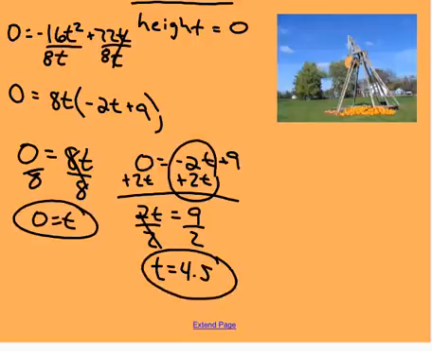Now, this makes complete sense every single time I see this problem, because you started at t equals 0. That's when the pumpkin was released. It started at the ground, then they flung it in the air. Then it lands at t equals 4.5.